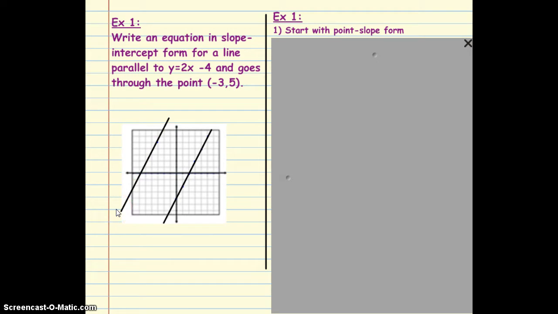And I'm sure this is used all the time with engineers building roads, that roads have to go through a certain town at a certain spot, and they want the roads to be parallel to other roads.